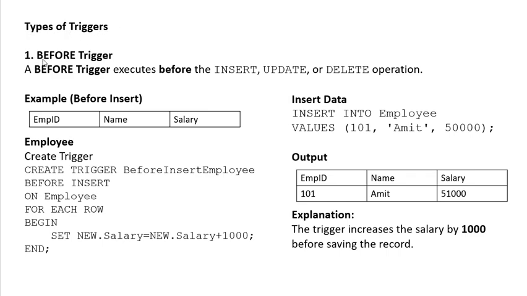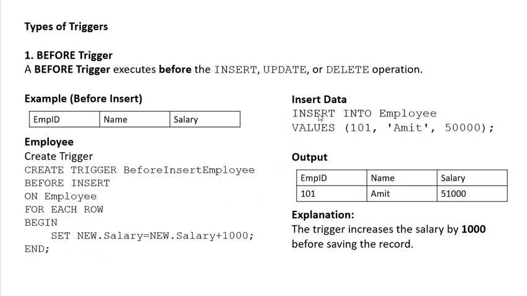The types of triggers: first is the before trigger. A before trigger executes before the insert, update or delete operation. For example, a before insert on an employee table with employee ID, name and salary. The query is CREATE TRIGGER before_insert_employee BEFORE INSERT ON employee FOR EACH ROW BEGIN, and inside, SET NEW.salary = NEW.salary + 1000; sorry, 1000 and the semicolon.